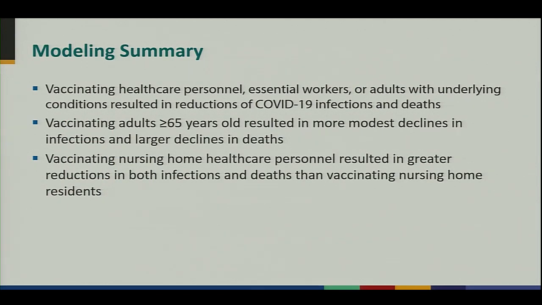In summary, from our two models that we've presented here today, you'll see that vaccinating healthcare personnel, essential workers, or adults with underlying conditions resulted in reductions of COVID-19 infections and deaths, and vaccinating adults greater than or equal to 65 years old resulted in more modest declines in infections and larger declines in deaths. Vaccinating nursing home healthcare personnel resulted in greater reductions in both infections and deaths than vaccinating nursing home residents. Thank you.